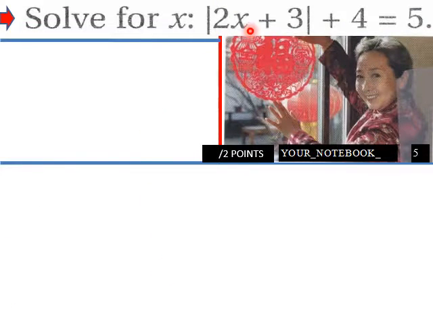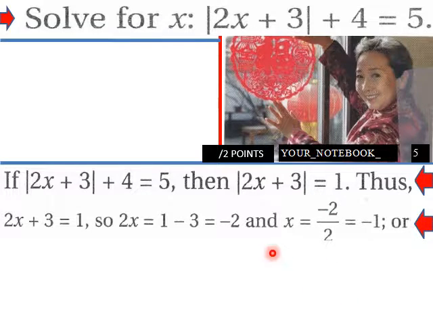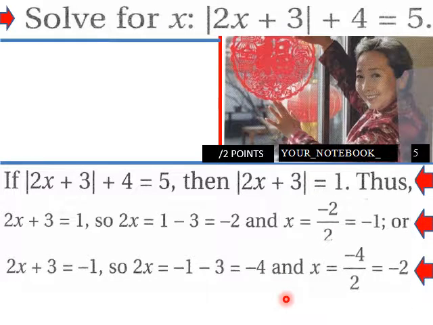Solve for x: |2x plus 3| plus 4 equals 5. Then |2x plus 3| equals 1. Thus, 2x plus 3 equals 1, so 2x equals 1 minus 3 equals -2, and x equals -2 over 2, which is -1. Or 2x plus 3 equals -1, so 2x equals -4, and x equals -4 over 2, which is -2.